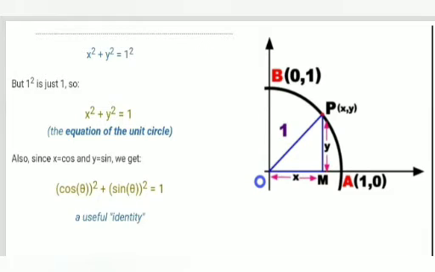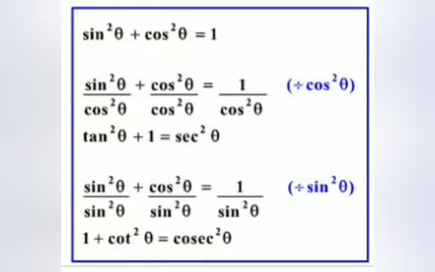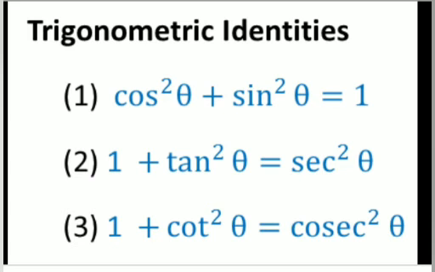Now we divide the first identity on both sides by cos square theta, and we get sin square theta by cos square theta plus cos square theta by cos square theta equal to 1 by cos square theta. That is equal to tan square theta plus 1 equals secant square theta. Now again, dividing the first identity by sin square theta, we get sin square theta by sin square theta plus cos square theta by sin square theta equal to 1 by sin square theta, that is equal to 1 plus cot square theta equal to cosecant square theta. And these are our first three trigonometric identities.